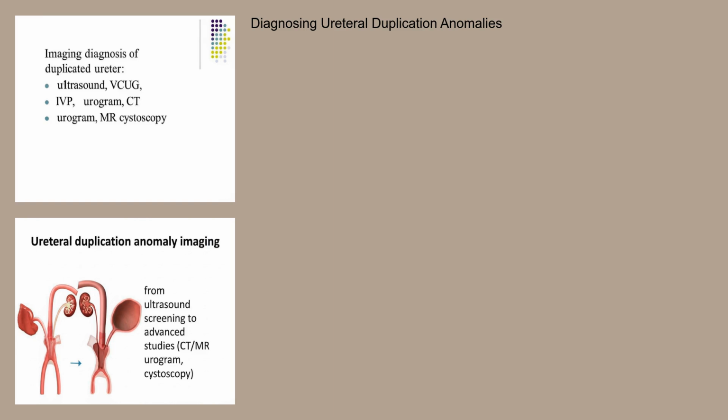Diagnosing ureteral duplication anomalies typically involves a combination of imaging studies and clinical evaluation. Ultrasound is often the initial screening tool, especially in children with recurrent UTIs. It can reveal hydronephrosis or suggest the presence of a duplicated collecting system. A voiding cystourethrogram, or VCUG, is used to detect vesicoureteral reflux. More detailed imaging techniques such as intravenous pyelogram, or IVP, CT urogram, or MR urogram provide detailed anatomical information about the ureters and kidneys, helping to identify the location and nature of any duplications or ectopic insertions. Cystoscopy, where a small camera is inserted into the bladder, may be used to visualize the ureteral orifices directly.